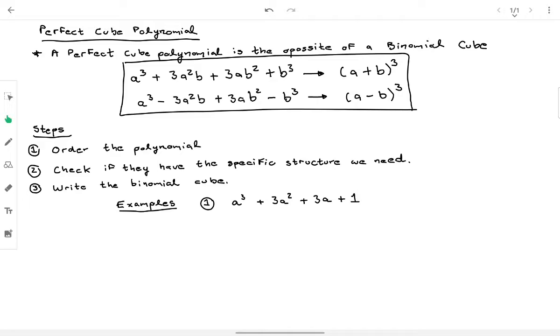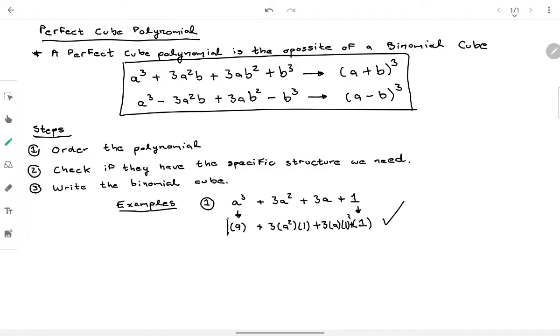So let's see the first one. On the first one, it's correctly ordered. Then if it's correctly ordered, the first one and the last one must have an exact cubic root. So it's going to be a and 1. So the second one must be 3 times the first one squared multiplied by the second one. And the other one must be 3 times the first one multiplied by the second one squared. So it's correct. It has the specific structure we need of a perfect cube polynomial.